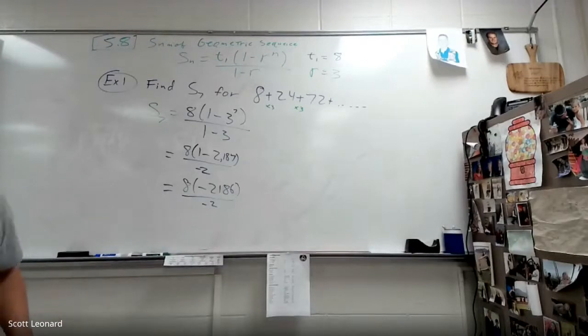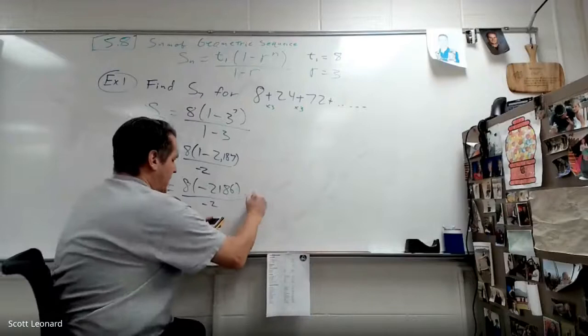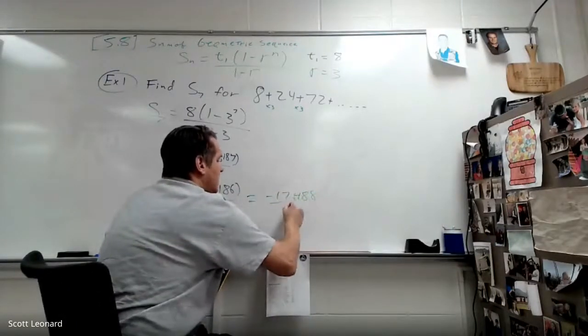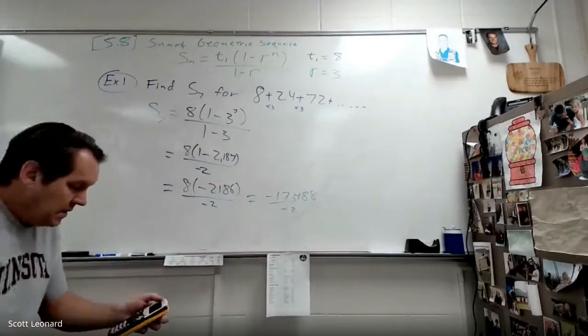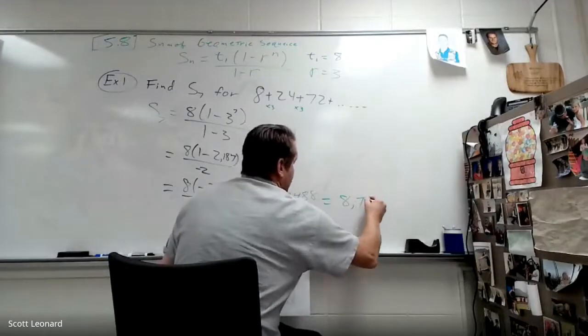All right, so 2,186 times 8. I will get negative 17,488 divided by negative 2. I will get a sum of 8,744.